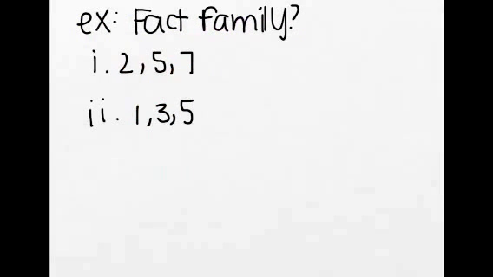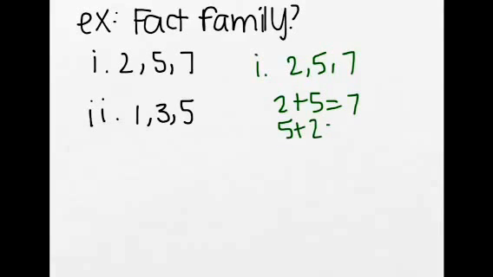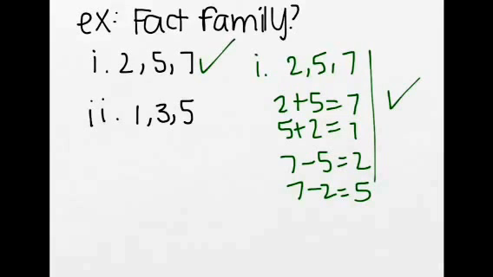So now let's do 2 examples, and we're supposed to find out whether these are fact families or not. So let's start with 1. So we have 2, 5, and 7. Okay, so let's do 2 plus 5 is equal to 7. And then 5 plus 2 is equal to 7. And then 7 minus 5 is equal to 2. And 7 minus 2 is equal to 5. So yes, this is a fact family.